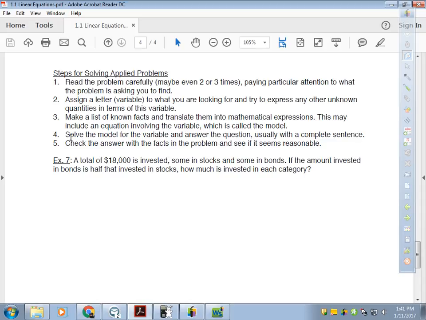And then once you have your model, the fourth step is solve the model for the variable and get an answer for the question. Once you get your answer, write it down. You might even need to write a complete sentence. You might even need to include units. Just be sure that you do if that's what it asks for. And then step 5, check your answer with the facts of the problem and see if it seems reasonable. One example I usually give of this is, if I give you a problem and I say, how much money do you need to invest to have $100 after 5 days, and you tell me I need to invest $1 million, something's wrong. Your answer is not reasonable. So check for reasonableness. Okay?